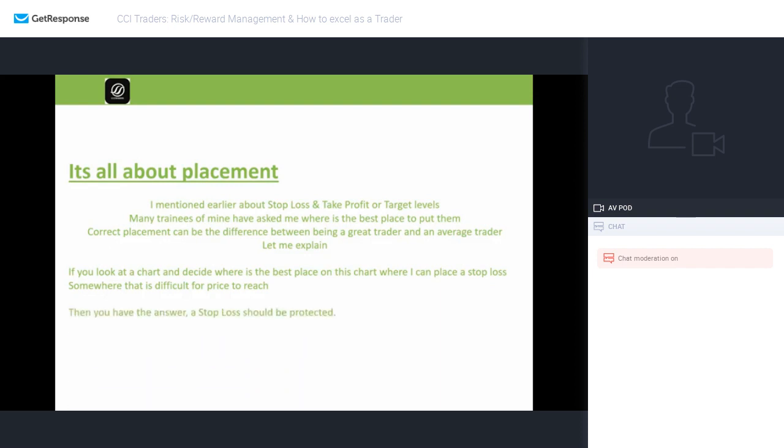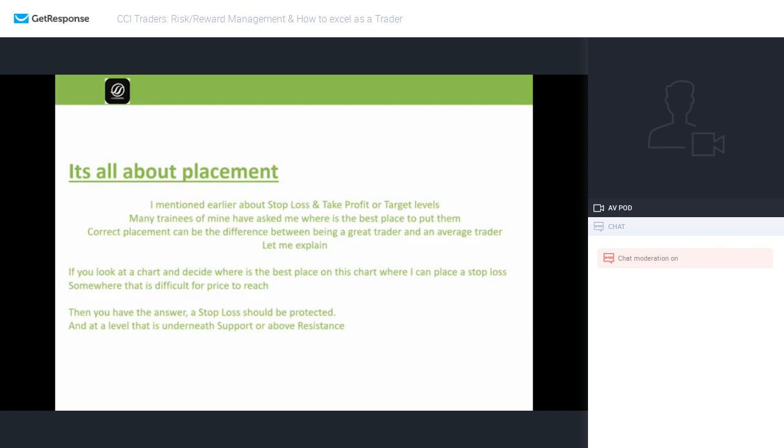You then have the answer. A stop loss should be placed at a level where it's protected. It's away from harm's way. It can't be touched easily or reached easily. And at a level that is underneath support or above resistance.